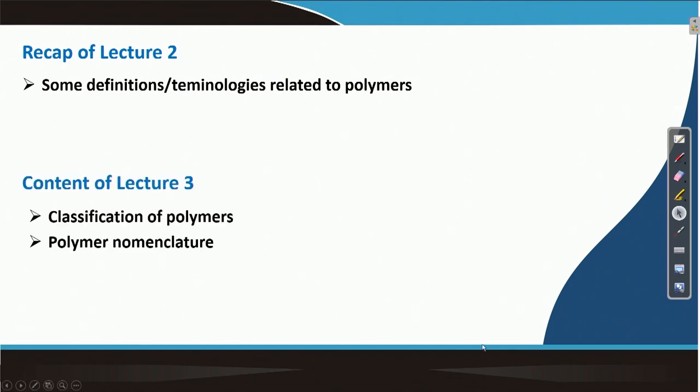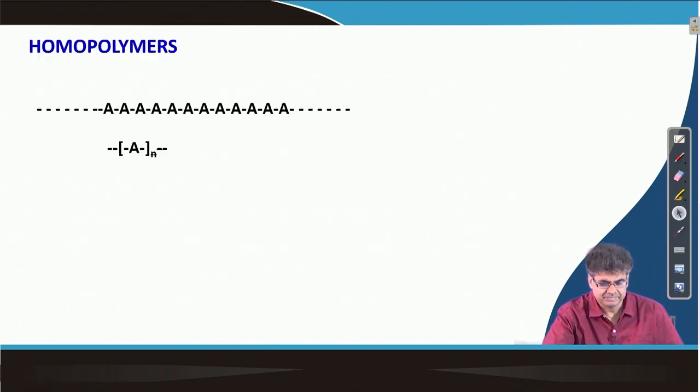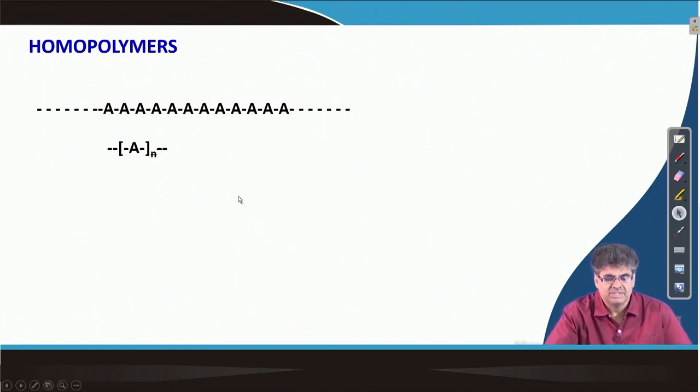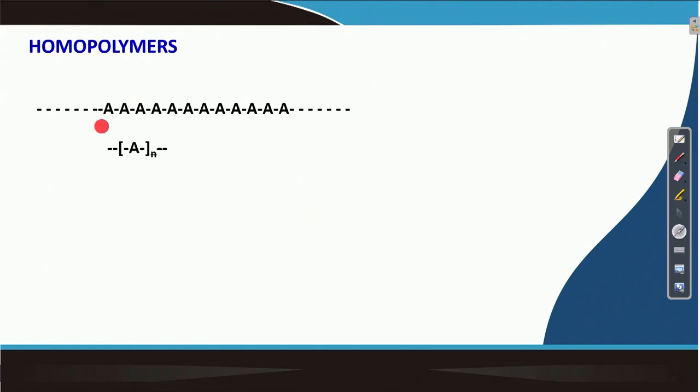In this lecture, we will divide polymers into different classes based on some parameters, and also we will introduce how to name polymer molecules. We talked about homopolymers, which are basically made from a single monomer, and typically we can represent a homopolymer just like A, A being any representative monomer, written in a bracket as A with n, where n is the number of repeat units.